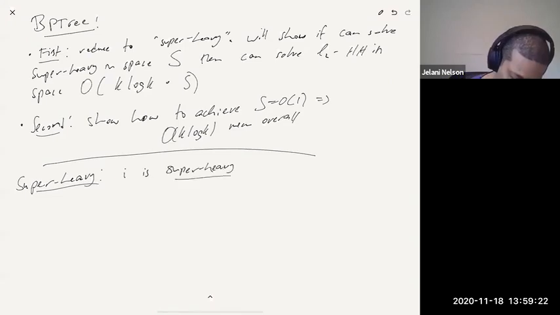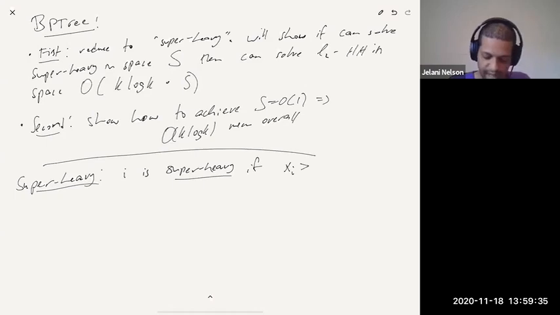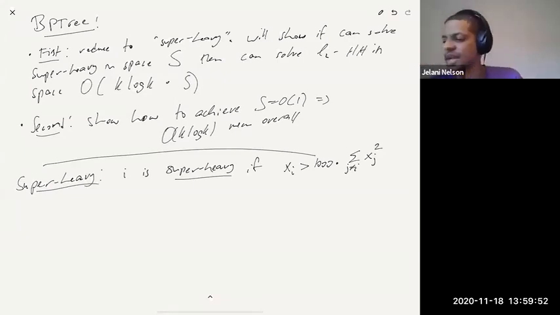Okay. So super heavy says, super heavy if xi is, let's say, bigger than 1,000 times the sum of j not equal to i of xj squared. So that's the definition of super heavy.